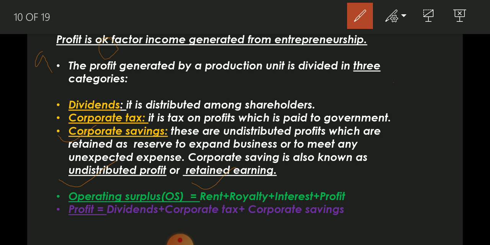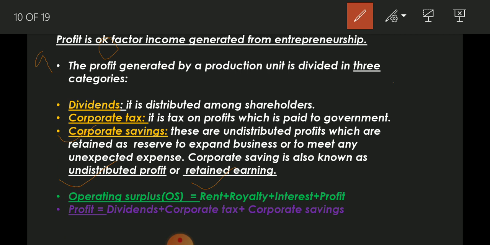What is corporate saving? When an entrepreneur distributes dividend and pays corporate tax, whatever part of the profit is left is considered as corporate saving, and this part is used by the entrepreneur to expand the firm. Otherwise, it is used for whatever unexpected expenses are required in the future.